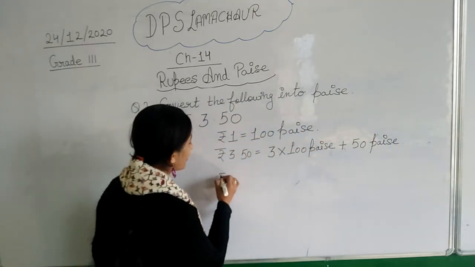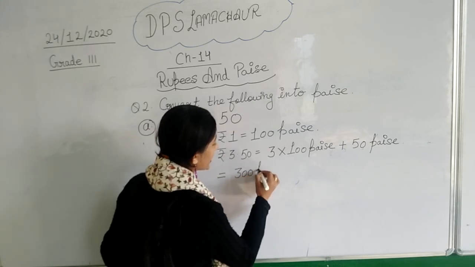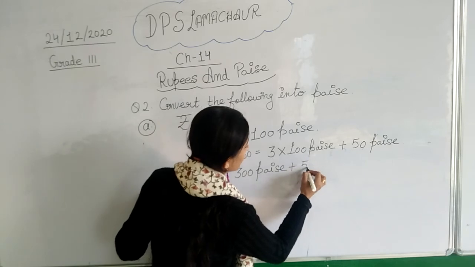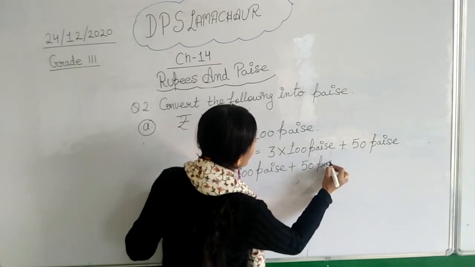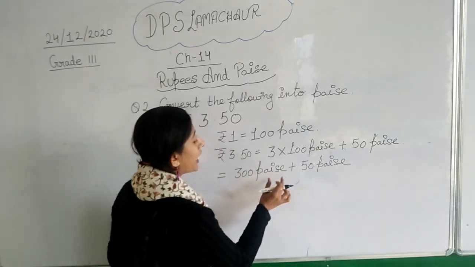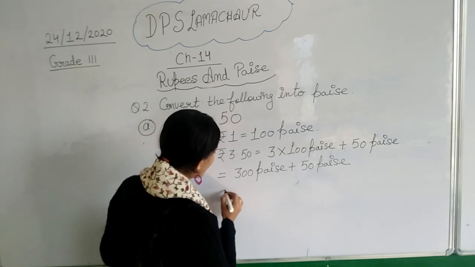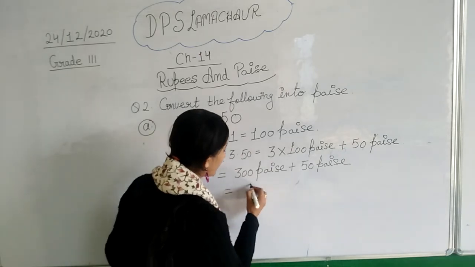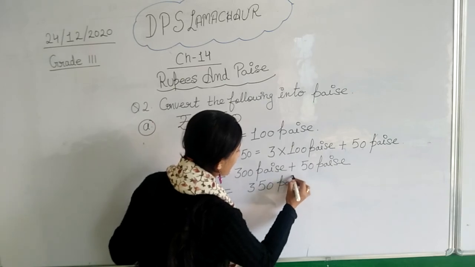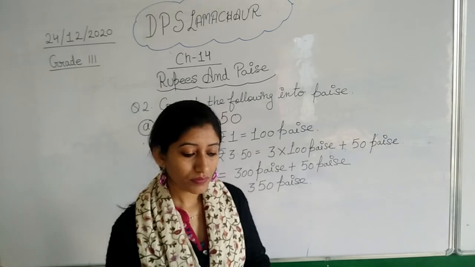So what will we get now? 3 into 100 is 300 paise, plus 50 paise. Now we are getting 300 and 50 and both have the same unit, paise. So simply we can add, 350, and we will get 350 paise.